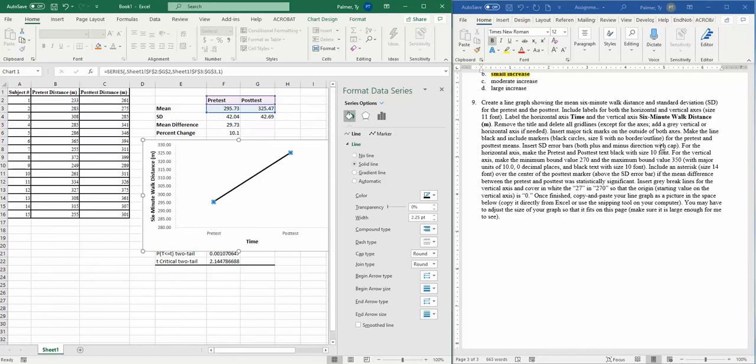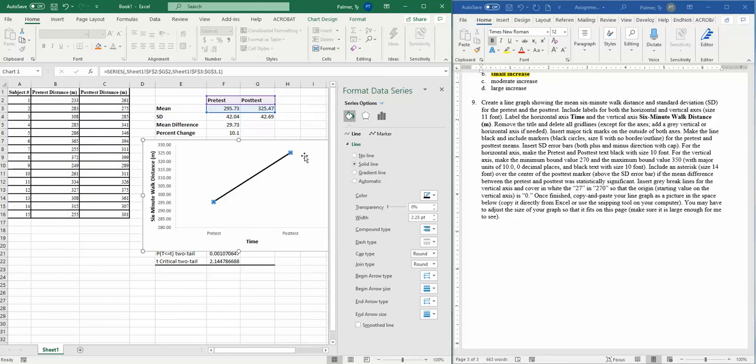Okay, very good. It also says include markers. Well, we already have markers, right? They're already there. However, in parentheses, it says specifically they need to be black circles, size 8 with no border or outline. So we need to adjust those. Obviously, you can see here that the markers are currently blue. We need to change those to black circles.